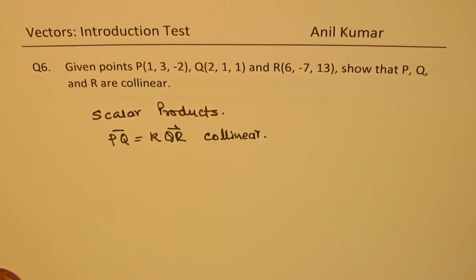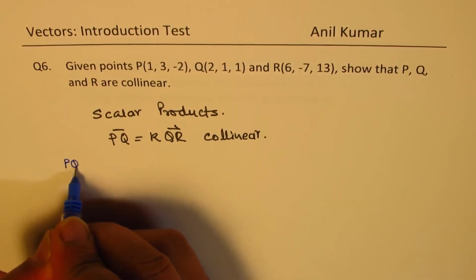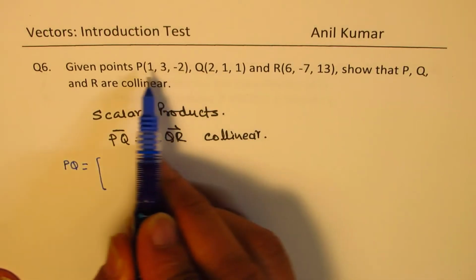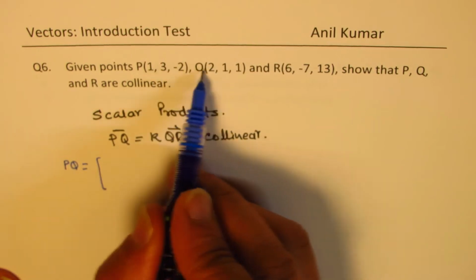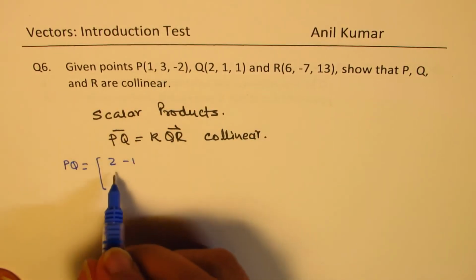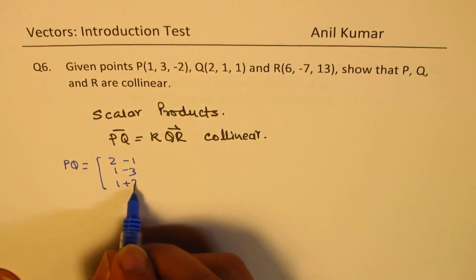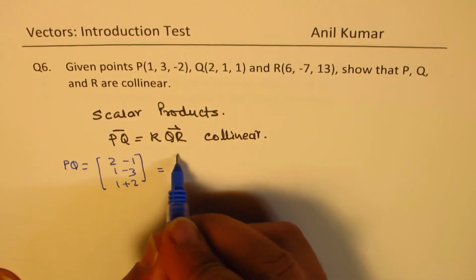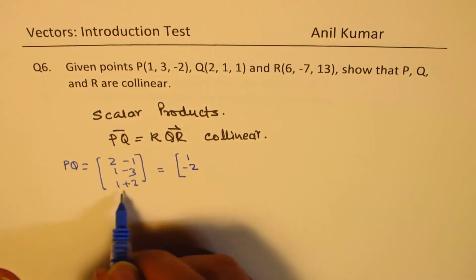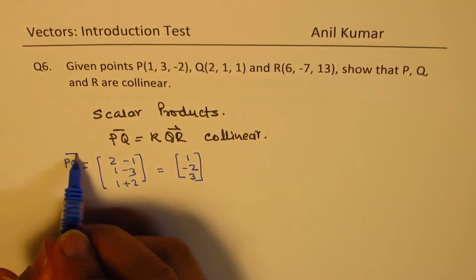So let's find what is PQ and what is QR. So PQ will be what? P to Q means x values 2 minus 1, 1 minus 3, 1 minus -2, 1 plus 2, right? Which is 2 minus 1 is 1, 1 minus 3 is -2, 1 plus 2 is 3. Okay, so that is the vector PQ.